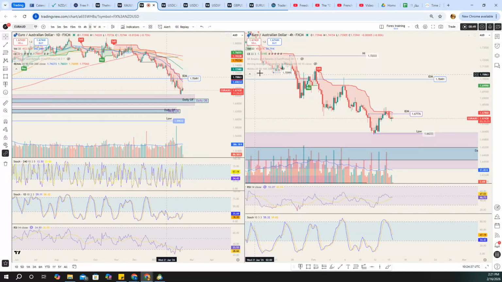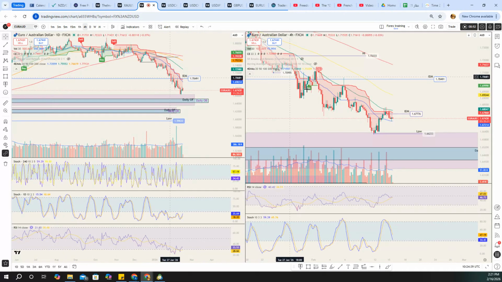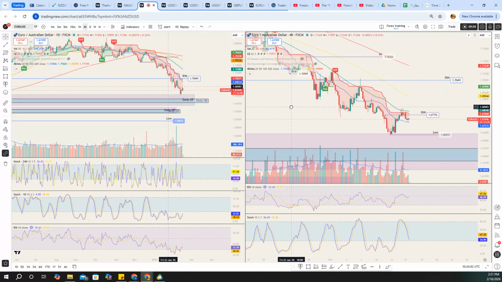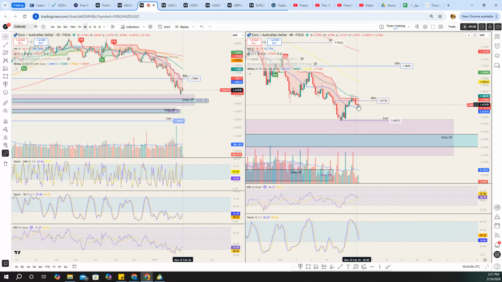What else? So the EMAs here, only the 20 is in the way of the price. It's below the price, and the other EMAs are supporting the sell position. And the 20 actually is not a very strong support.